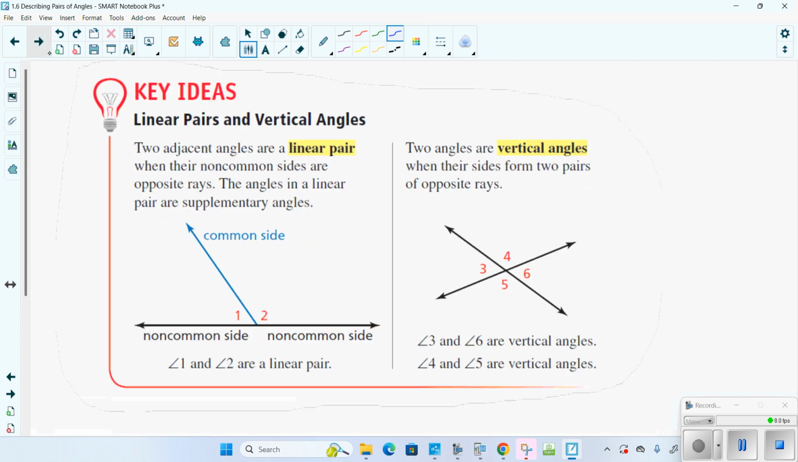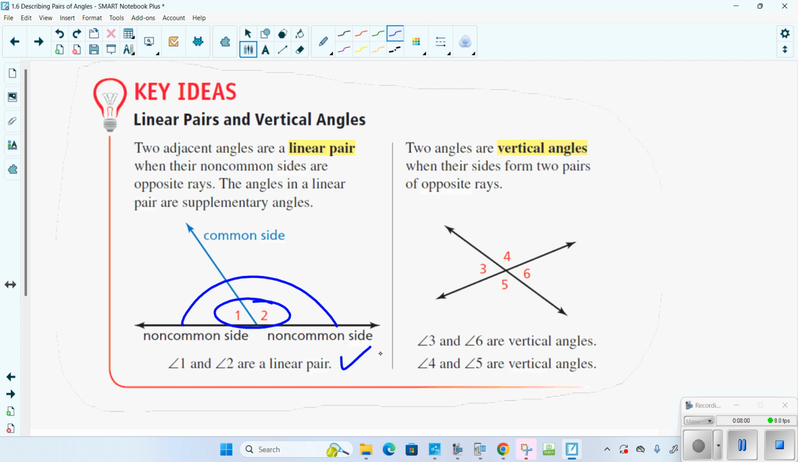Next one. Linear pairs and vertical angles. Linear pair is another way of talking about straight lines. Two angles that are supplementary and adjacent. Two adjacent angles are a linear pair when the non-common sides are opposite rays. When I see a straight line and there are two angles, they are also known as a linear pair.